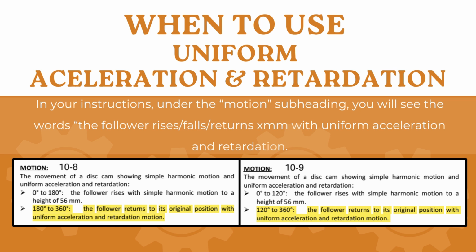When to use uniform acceleration and retardation. You will be told in your instructions under the motion subheading. It will say the follower rises or falls or returns for X millimeters with uniform acceleration and retardation. Or it will split the motion into two. Then it will say the follower rises X millimeters with uniform acceleration, as a separate point to the follower falls or returns X millimeters with uniform retardation.